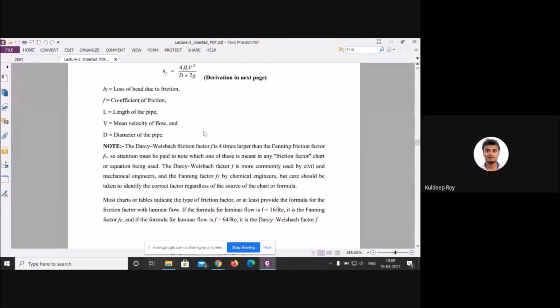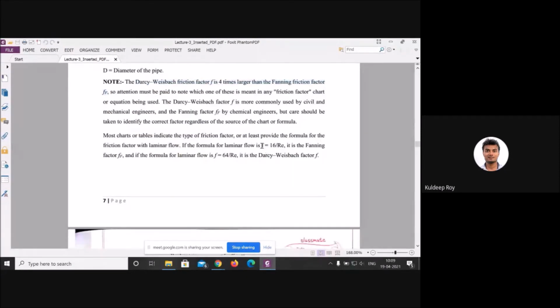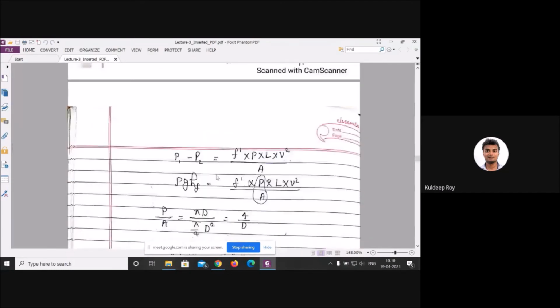And the second highlighted point: in the Darcy-Weisbach equation, the Darcy-Weisbach friction factor f is 4 times greater than the Fanning friction factor. I think you are from the biotech department, so definitely you should know the Fanning friction factor. Based on this, you can easily define it. If you know the Reynolds number, you can easily determine how much the friction will be. And we have derived this.